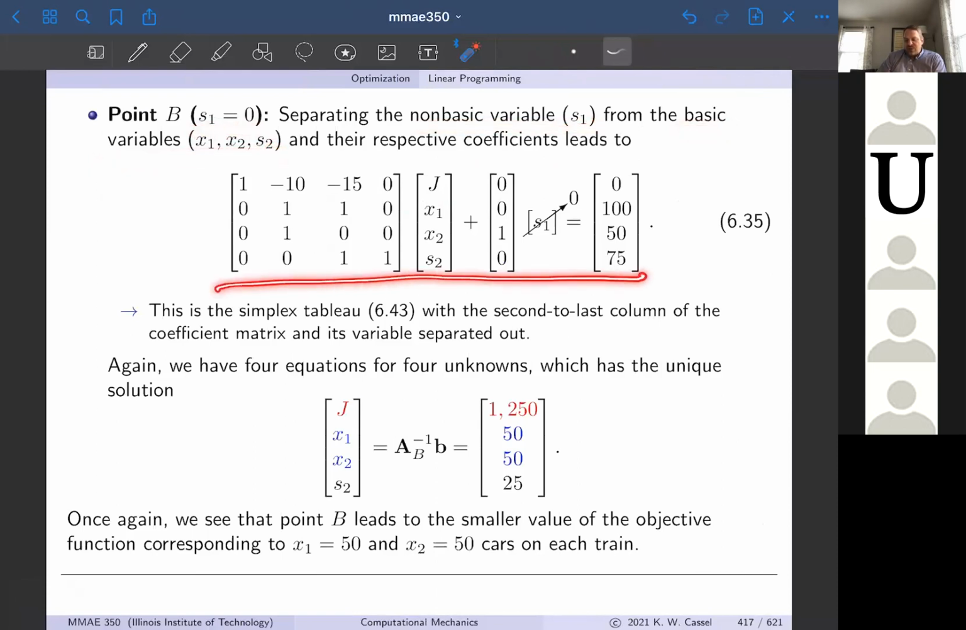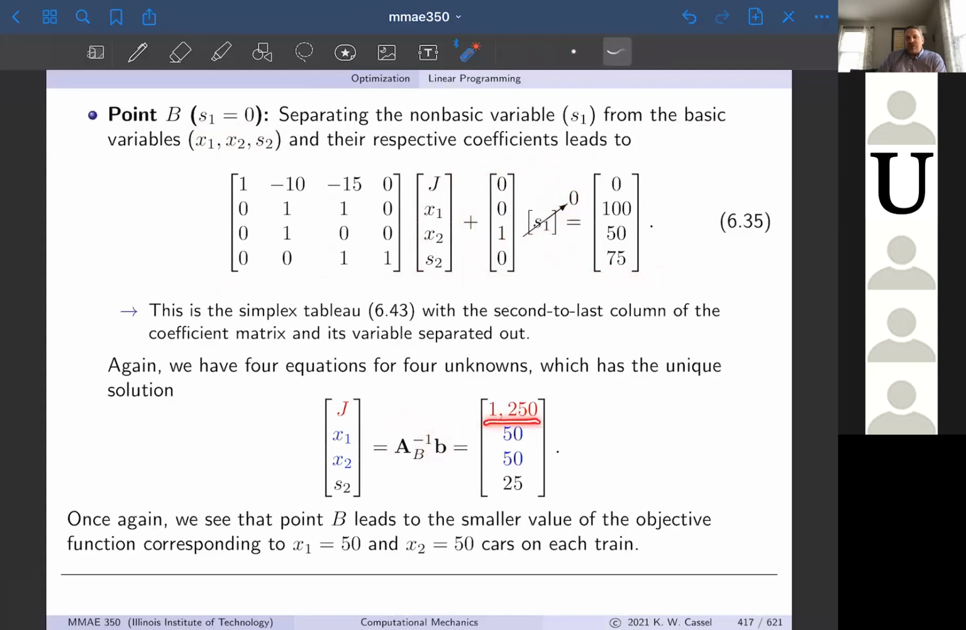It looks similar to before, but now you notice we have J, X1, X2, S2 instead of S1. And now S1, we've taken out separately because that is equal to 0, so this whole thing goes away. And we now have a 4x4 system of equations that we can solve once again to get the unique solution for J, X1, X2, and now S2, because it's S1 that's equal to 0. When we solve that, get the inverse of AB, multiply times the vector B, and this is what we get.